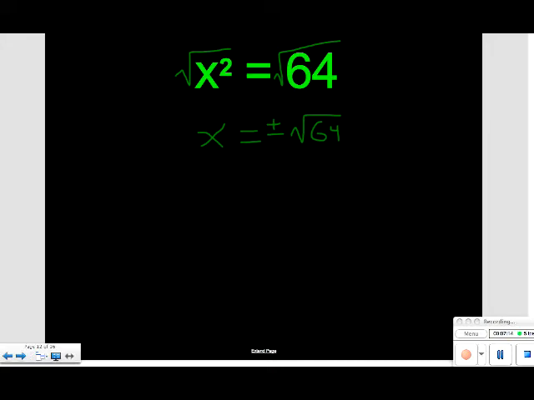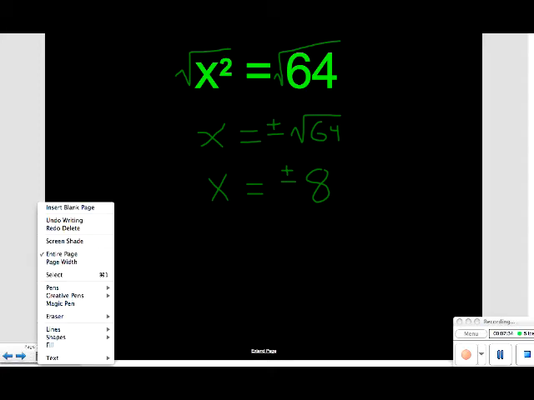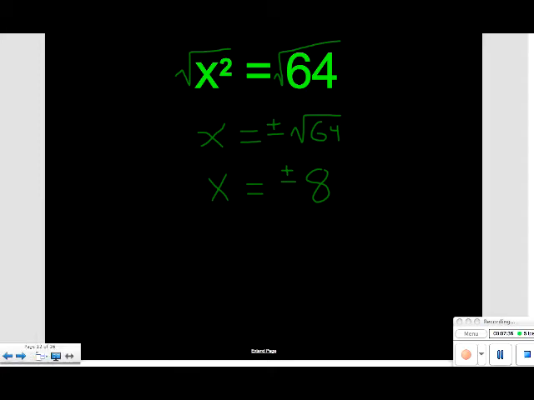Okay, so what is the square root of 64? Is it a perfect square? It is. The square root of 64 is 8, because 8 times 8 equals 64. So our answer is actually positive and negative 8. So once again, when you take the square root of a variable which is being squared, and I take the square root of the other side, I have to account for all positive and all negative values. So this answer is both positive and negative 8.